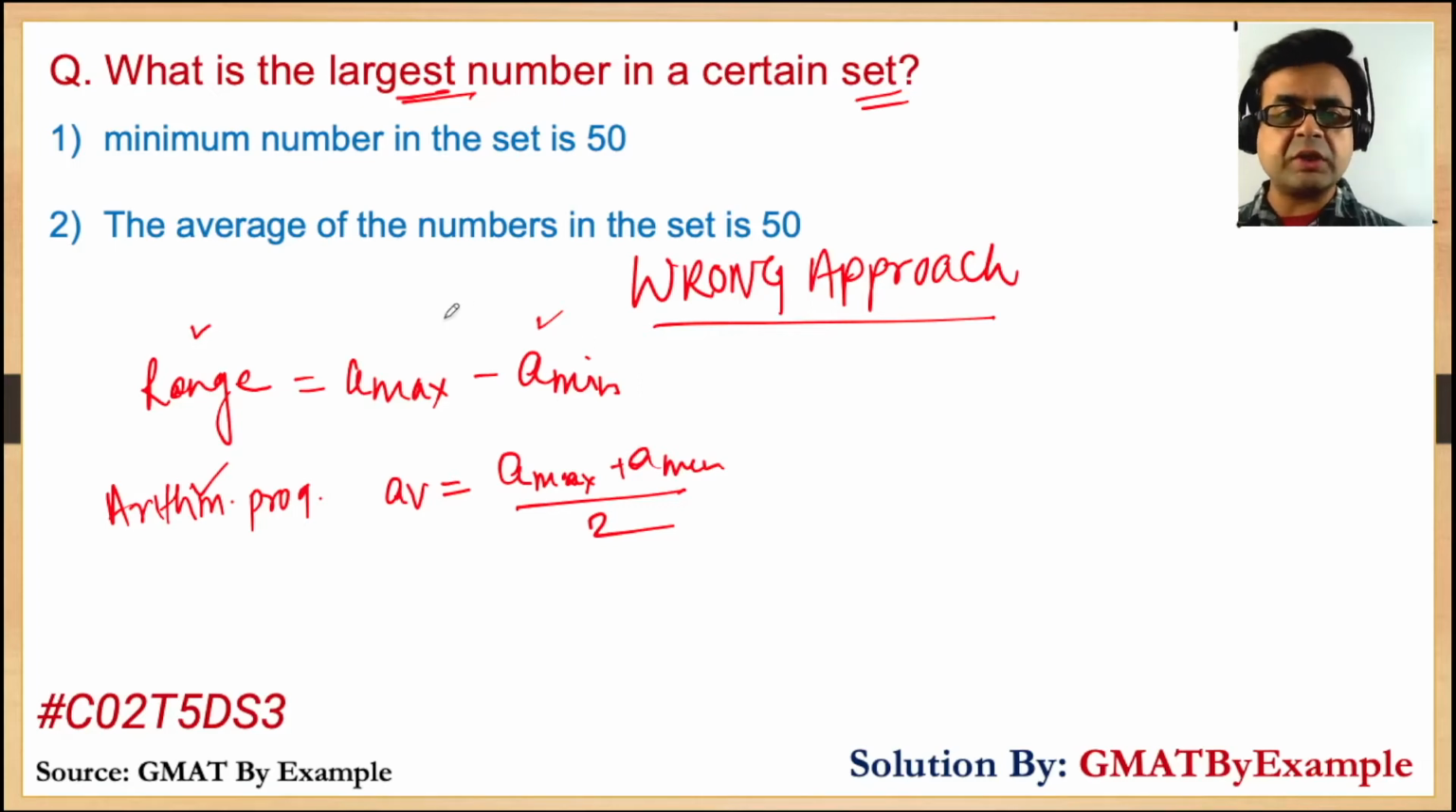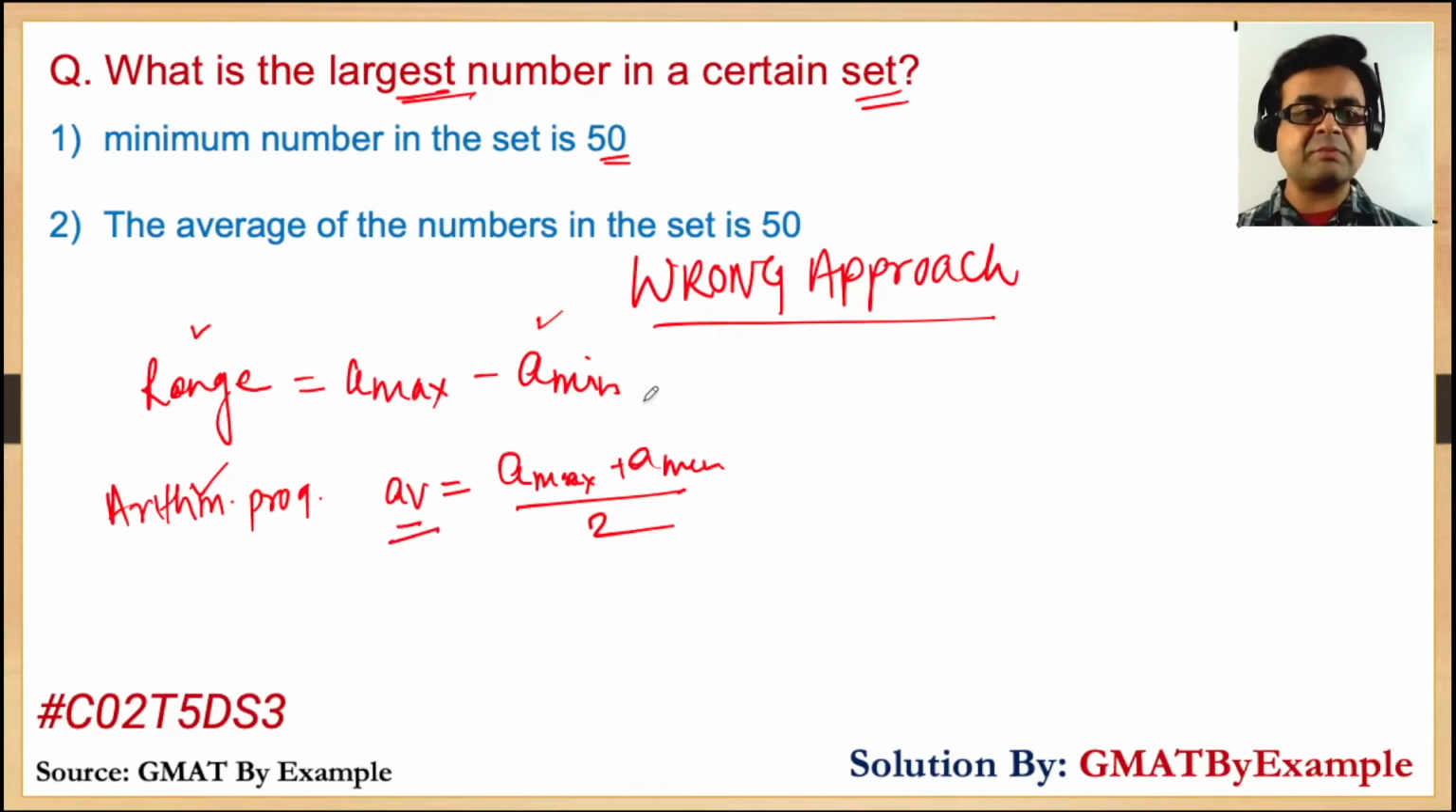And then we start looking at the question. The minimum number in the set is 50. So I know the minimum number, so that's good, but I need one additional piece of information, which is either the range or that it is an arithmetic progression and the average of the arithmetic progression, so I can calculate the maximum value in the set. However, I am only given the average. So I'm given this number, I'm given the minimum.